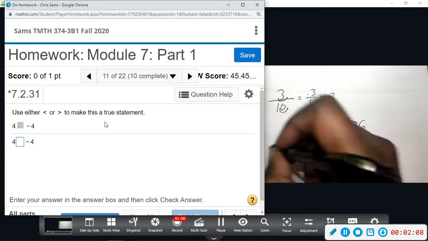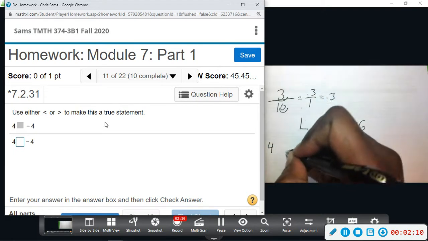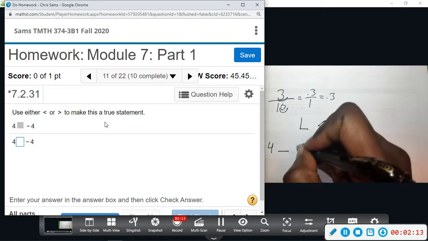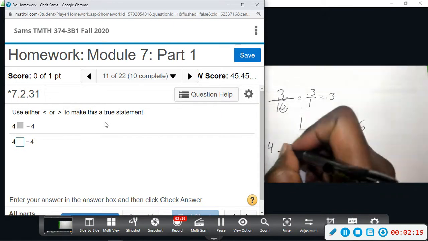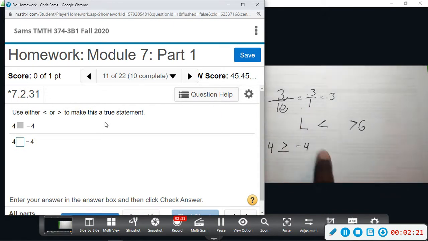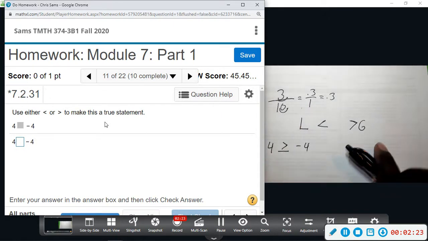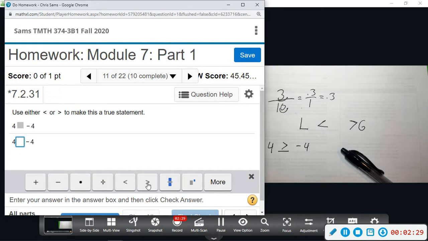So we want to know, is 4, what is that compared to negative 4? Well, positive 4 is bigger than negative 4, so we want to put the greater than symbol. Going from left to right, that's the way you want to read inequality, going from left to right. So we want the greater than symbol. When you click in the box, you get this pop up.